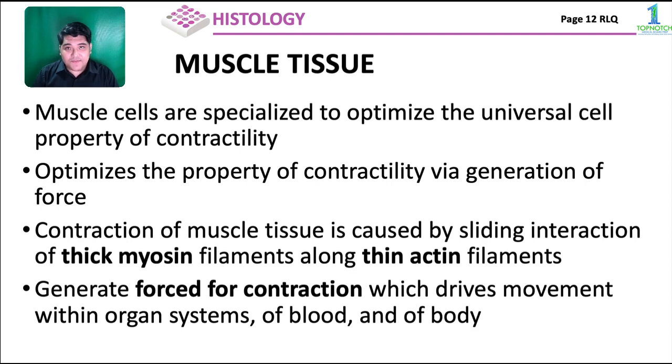Your muscles are specialized to optimize the universal cell property of contractility. The contraction of your muscle tissue is caused by the sliding interaction of your thick myosin filaments along thin actin filaments. If you forgot this, go back to your physiology. It generates a force for contraction which drives locomotion, movement within the organ systems, blood, and of the body.